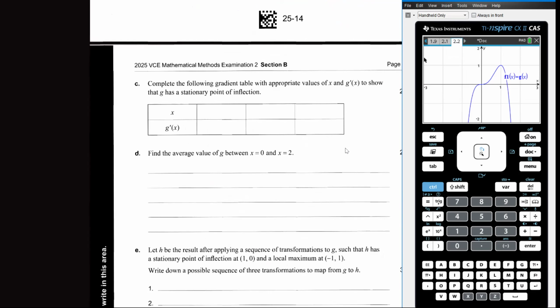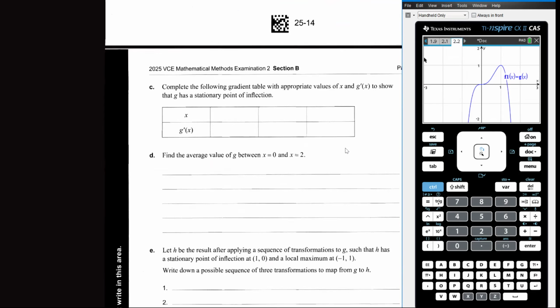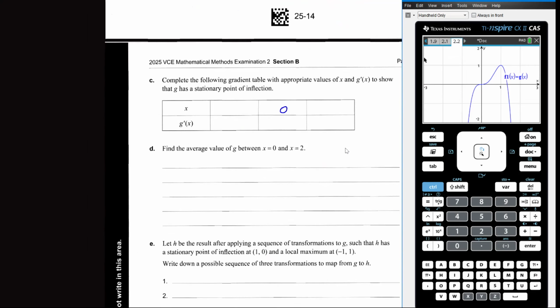Gradient table to ascertain G has a stationary point of inflection. We know it's around 0. The gradient is 0. Now, whenever you sub in values into the gradient function, the x value on the left of 0, you should make sure it's somewhere negative, okay? And you can't just sub, let's say, x equals to 1 point something. Basically, for the other side, you can only select values between 0 and 1.